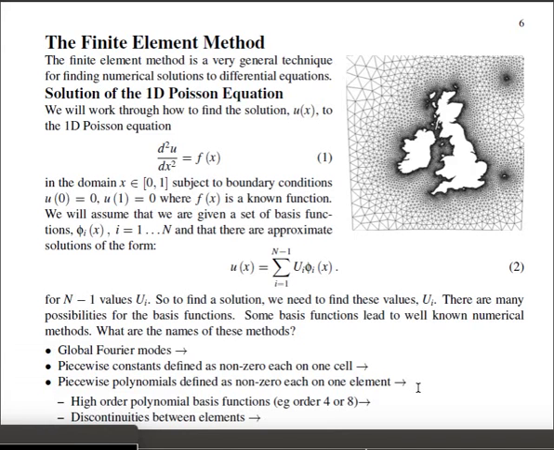Piecewise polynomials defined as non-zero on each element. Well, this is the standard finite element method, the classical finite element method. If you have higher order polynomial basis functions, for example 4 or 8, there's a particular name for that type of finite element method, and there's another name for the numerical method if you have discontinuities between elements.